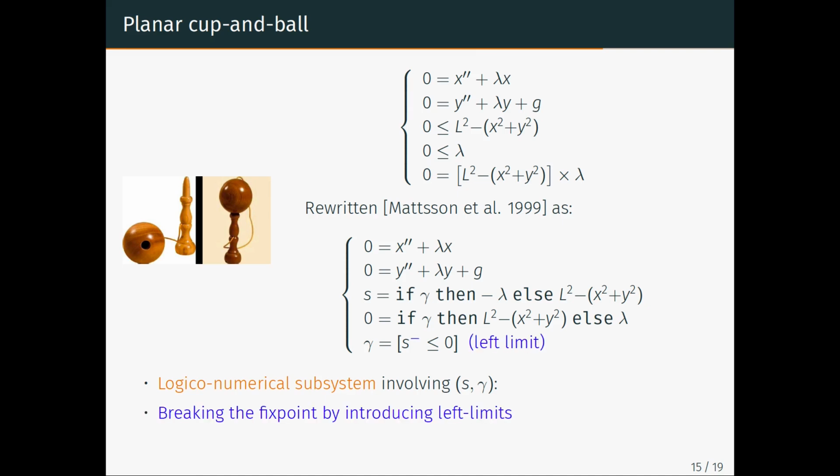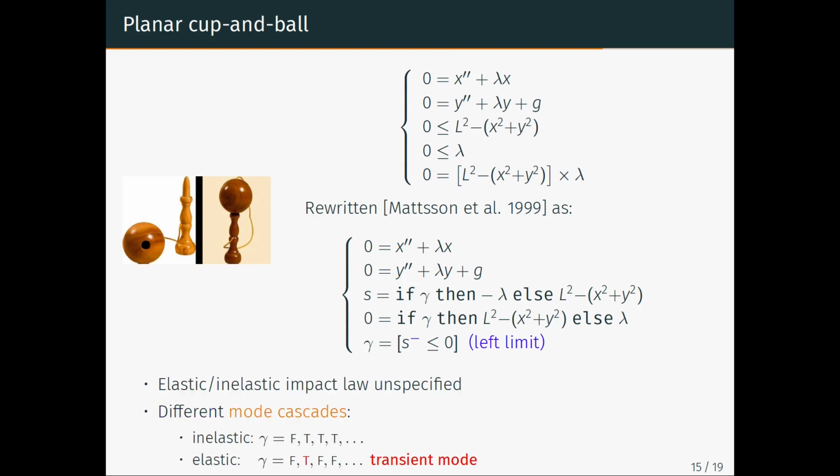We solve it by introducing a left limit in the definition of gamma. This model is structurally sound in all modes. Note, however, that the impact law isn't specified here. Two assumptions are actually possible for the cascade of modes that occurs when the rope gets straight. Either the rope remains straight for a positive duration and the impact is fully inelastic, or the rope is only straight for an infinitesimal instant and the impact is elastic. In the latter case, the straight mode is only reached for a single instant. This is a transient mode.